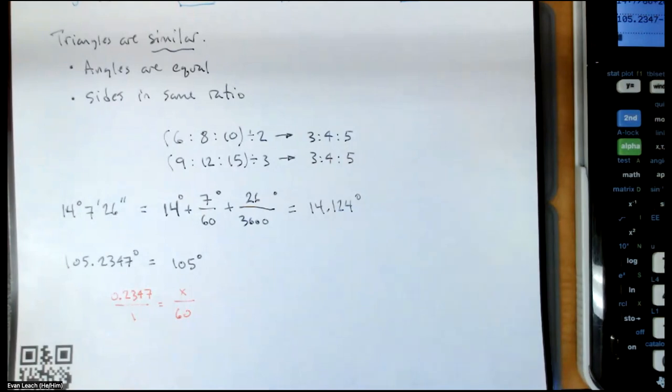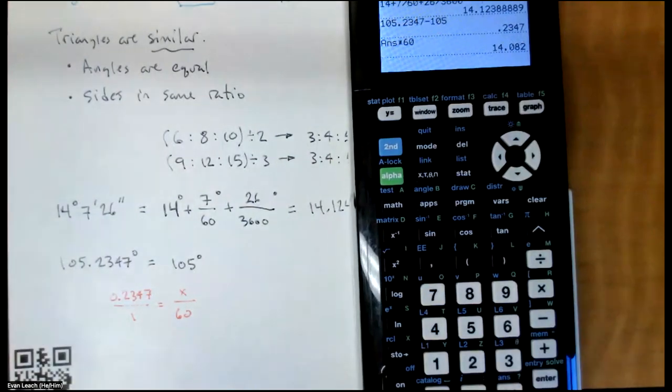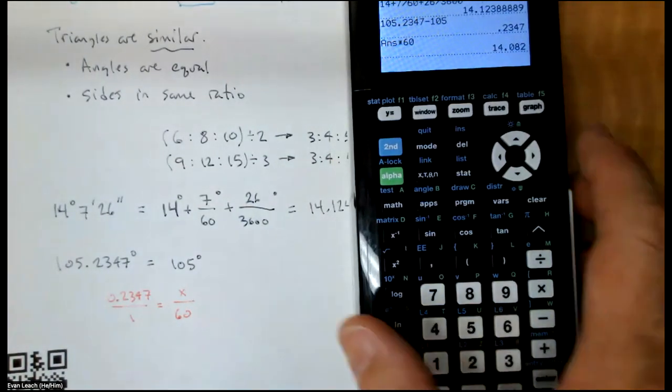This is not necessarily what we're going to be writing down. This is how we're going to be thinking. We're thinking 0.2347 over 1 is something over 60. To figure out what the x is, I need to multiply by 60. Just take the 0.2347 and multiply by 60. And that's going to be 14.082.